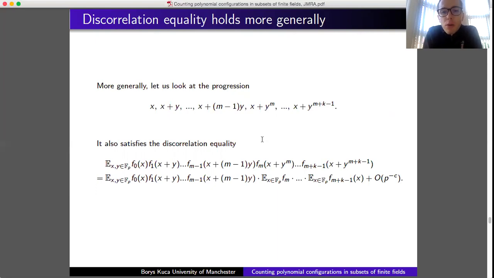So what this equality is telling us is that the counting operator for the configuration given above is just the product of the counting operator for the m-term arithmetic progression and the product of averages of the functions that are weights on the nonlinear terms of the progression. And this equality holds up to an error term of the form big O of P squared minus C.